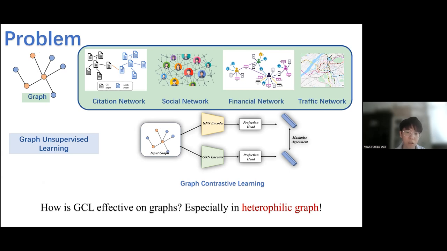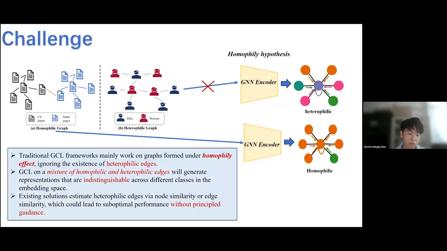How does GCL work on graphs, especially heterophilic graphs? Some of the key challenges include: traditional GCL frameworks mainly work on graphs formed under the homophily effect, ignoring the existence of heterophilic edges. GCL on a mixture of homophilic and heterophilic edges will generate representations that are indistinguishable across different classes in embedding space. Existing solutions estimate heterophilic edges via node similarity or edge similarity, which could lead to suboptimal performance without plain simple guidance.